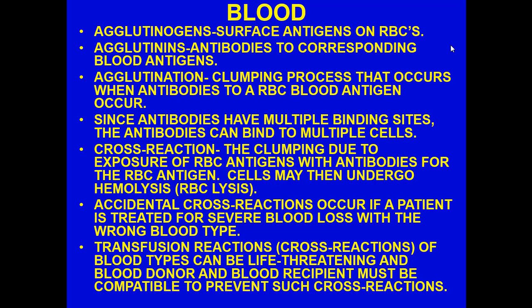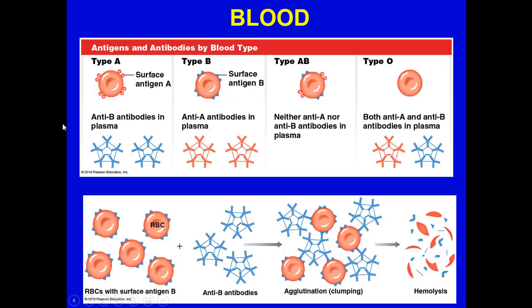So the blood donor and the blood recipient must be compatible to prevent such cross reactions. Here's type A. You see anti-B antibodies present, and notice that they're IgMs. They've got 1, 2, 3, 4, 5, 6, 7, 8, 9, 10 binding sites. So here you see 1, 2, 3 red blood cells clumped together by just one antibody. This can lead to hemolysis, and so you have these cells lysing, breaking up, fragmenting as well.